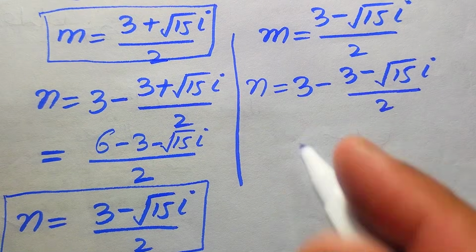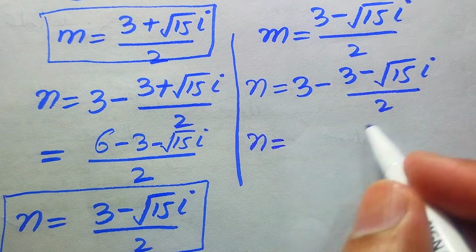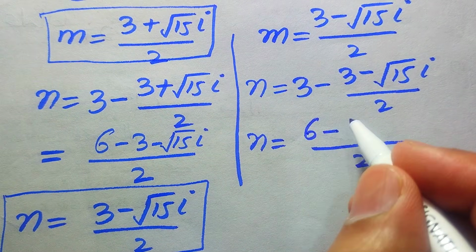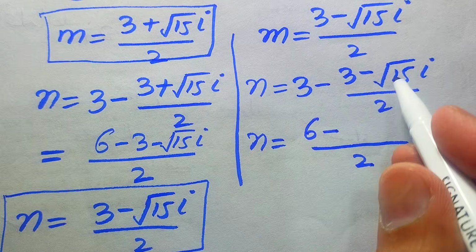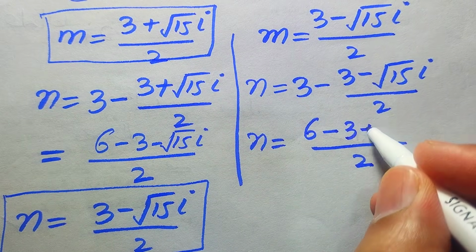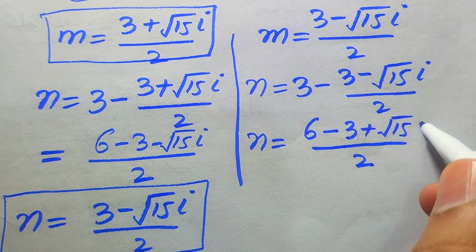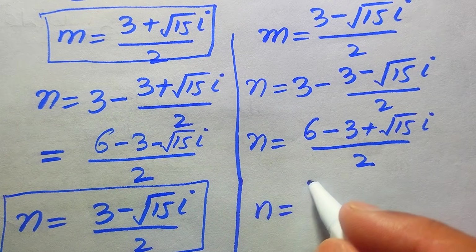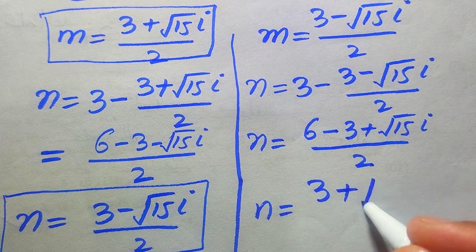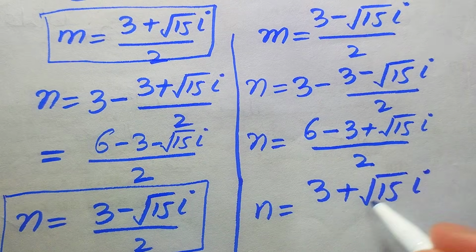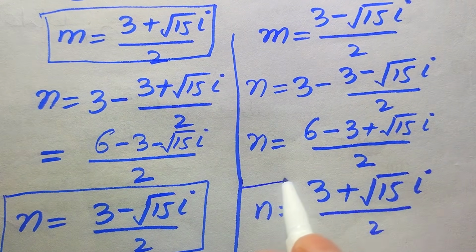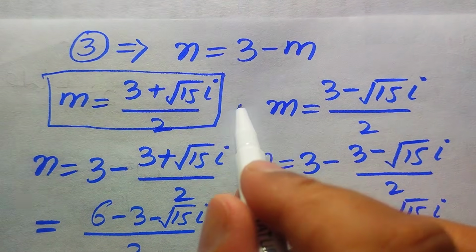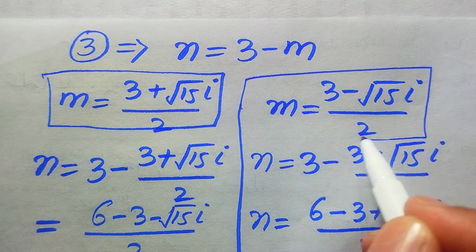And in the next step, we have n is equal to, we need to take the LCM of this term, and we get 2 times 3 becomes 6 minus, we multiply the negative sign on both of these two values, and we get minus 3 plus square root of 15 iota. After a little bit of simplification, we get here n is equal to 3 plus square root of 15 iota, divided by 2. So this is the value of n, and the corresponding value of m is this one.